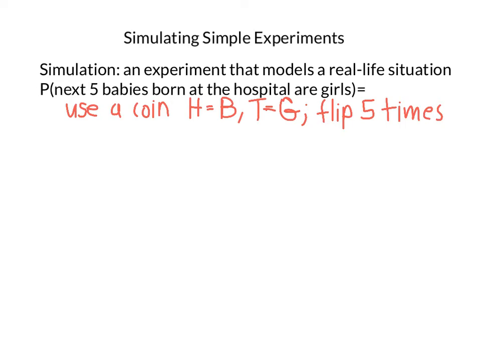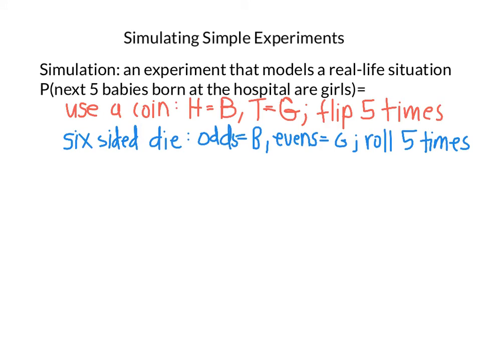Now, what other things could we use? Because the coin might be the most obvious, but could we use a 6-sided die? And how would we use it? Because we can. All we need is an equal number of things to represent boys and an equal number to represent girls. So you could do 1 through 3 is boys and 4 through 6 is girls, or the odds are the boys and the evens are the girls. That's probably the 2 most likely. And then we would roll it 5 times.